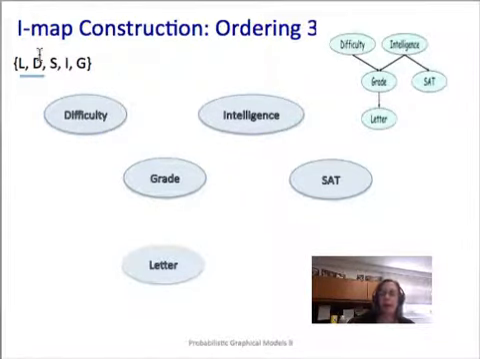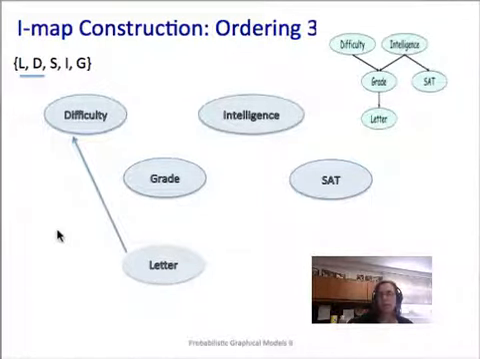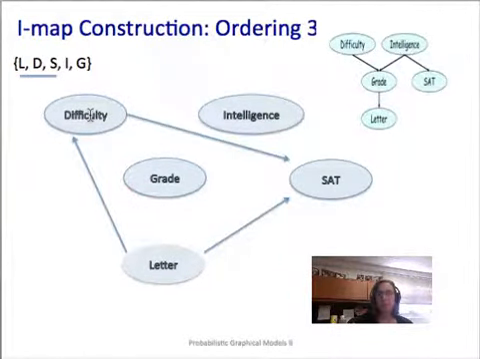Okay, let's do a final ordering, and this is perhaps the most difficult one. We're going to start with letter, then we're going to add in difficulty. Well, certainly we need an edge there. Then we add in SAT. Well, we know that SAT is related. There's information flow in the true model between the two, and also to letter. So they are in fact correlated. We know they're not independent.